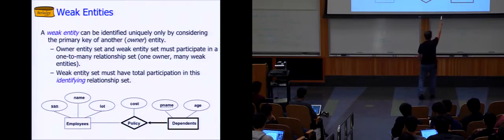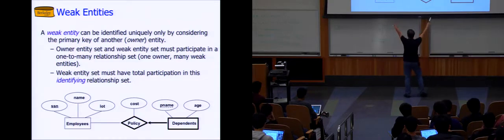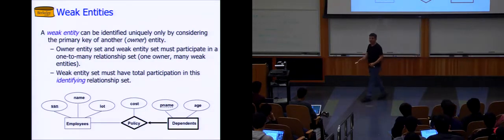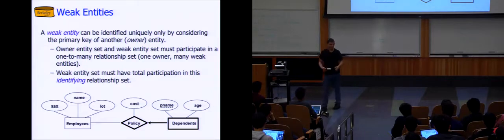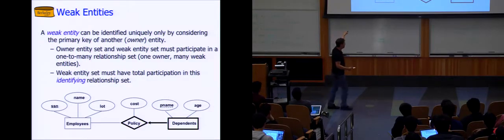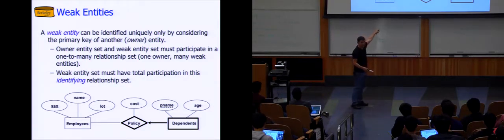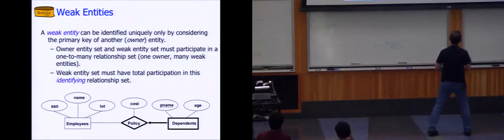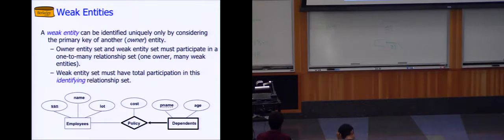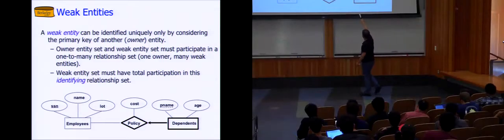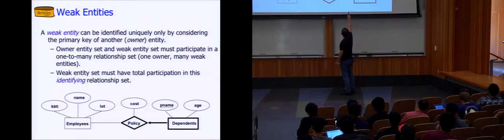So to identify her from all the other Dahlias in the world, you need my social security number and her name. Her name distinguishes her from the rest of my family, right? But my ID distinguishes her from the rest of the employees and their children. Make sense? So that's called a weak entity. And the way we draw a weak entity is we bold out all three of them: the entity set, the relationship, and the relationship set.